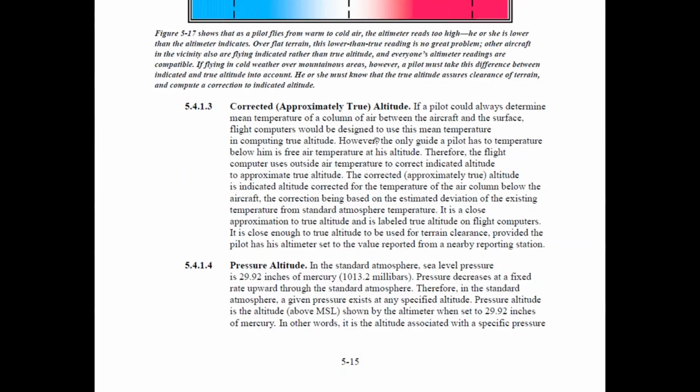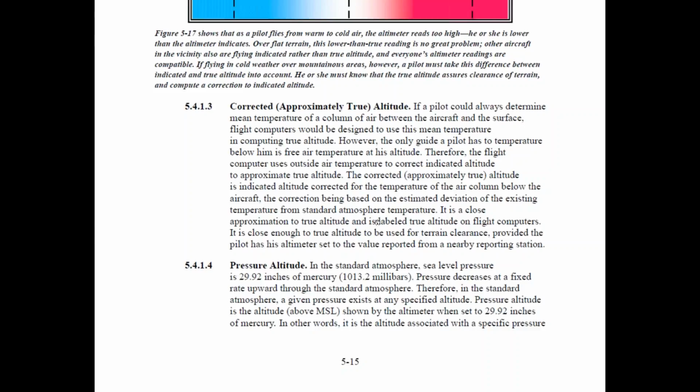So, corrected altitude. If a pilot could always determine mean temperature of a column of air between the aircraft and the surface, flight computers would be designed to use this mean temperature in computing true altitude. However, the only guide a pilot has to temperature below him is free air temperature at his altitude. Therefore, the flight computer uses outside air temperature to correct indicated altitude to the approximate true altitude. The corrected altitude is indicated altitude corrected for the temperature of the air column below the aircraft, the correction being based on the estimated deviation of the existing temperature from standard atmosphere temperature.